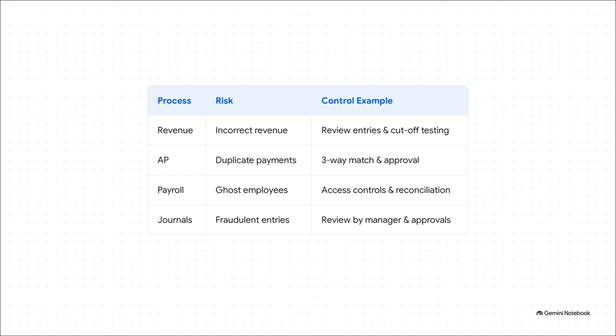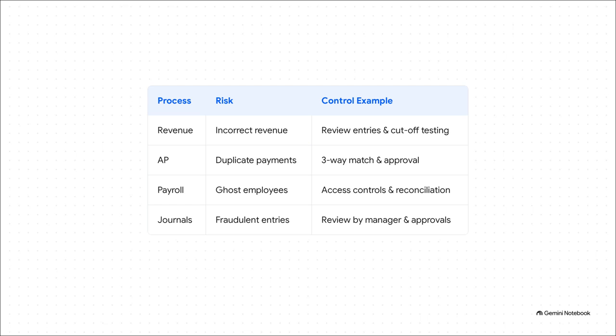Now, what's really interesting about this is seeing the example for internal control over financial reporting, or ICFR, in action. Let's bridge the theory to reality here. Take the payroll process. A massive risk is paying ghost employees. So the control example, strict access protocols and payroll reconciliation. For accounts payable, you prevent duplicate payments using a 3-way match of purchase orders, receipts, and invoices, all backed by approval workflows.